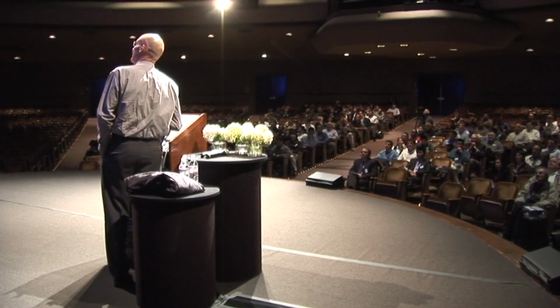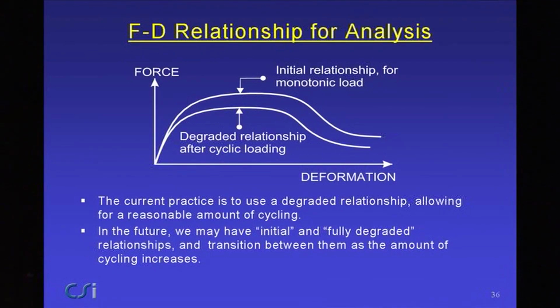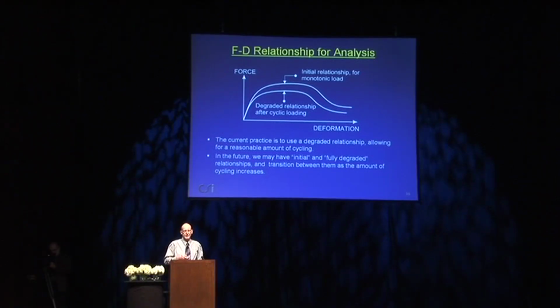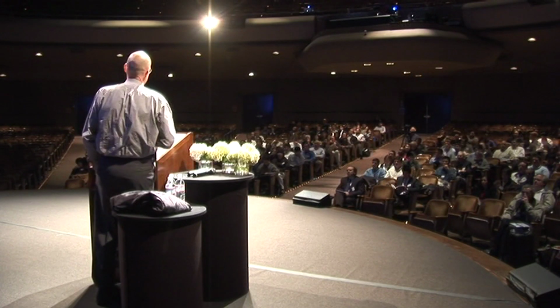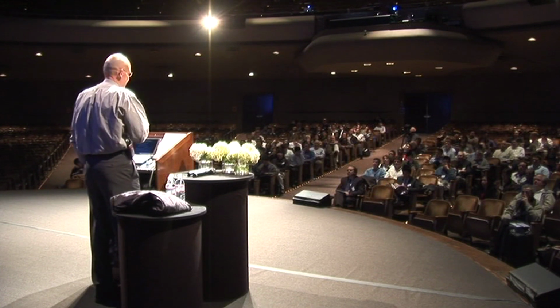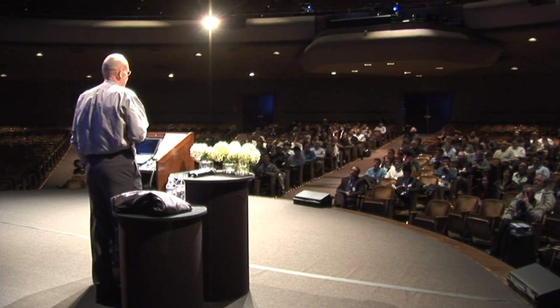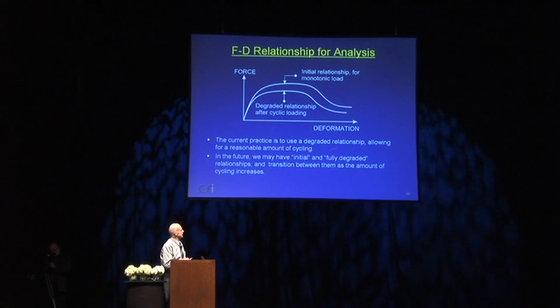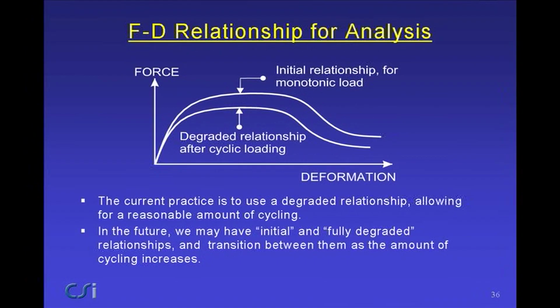So we need a force deformation relationship for analysis, and this gets us into one of the first problems, which is that if we were to load the structure monotonically, we might get the upper curve. If we were to cycle it a few times and get sort of an equivalent curve, this is going to be degradation of stiffness and strength, and it might correspond to something like this lower one. Now, current practice is to use a single curve, which doesn't use this initial curve. It uses something which allows for a certain amount of degradation based on a reasonable amount of cycling. That's the present state of the art.